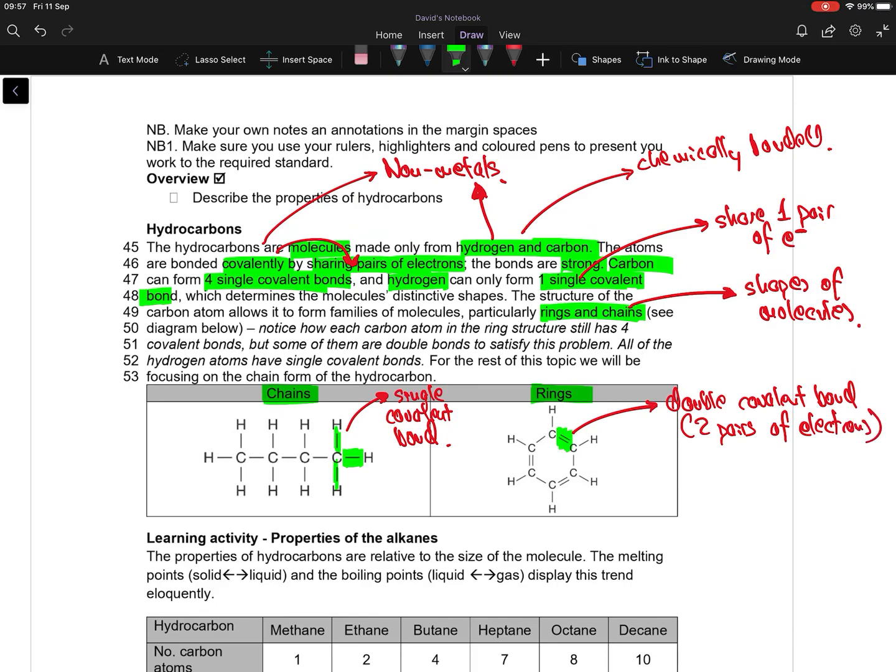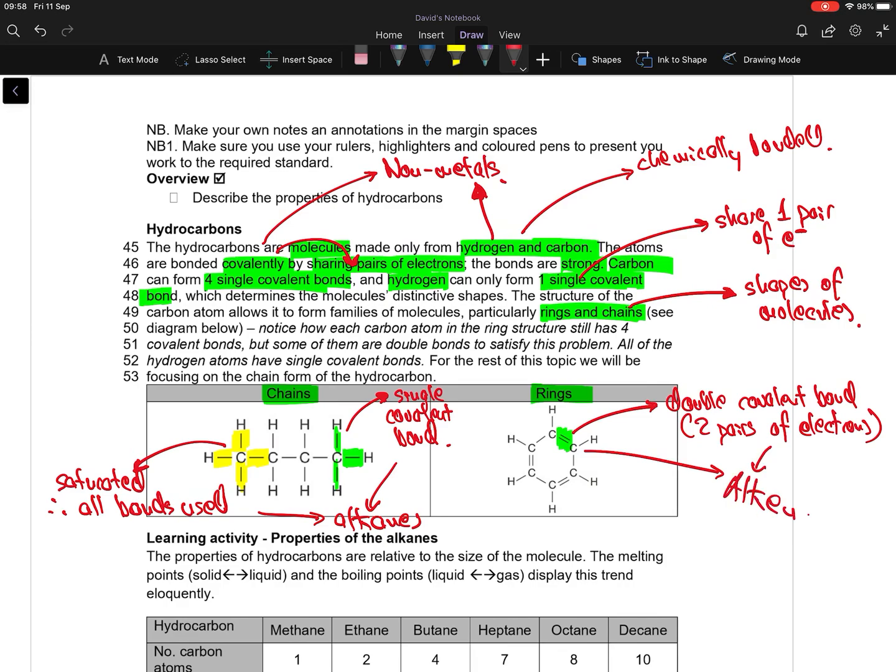Now, remember we mentioned the word saturated, so I'll just change the colour of this for a moment. And saturated means carbon uses all of its available covalent bonds. So therefore, all bonds are being used. Now, where a molecule is saturated and it has a single covalent bond, we've called these already alkanes. Whereas where it has a double covalent bond, has a slightly different name, we call it an alkene. And we will come on more onto alkenes later on in this unit of work.